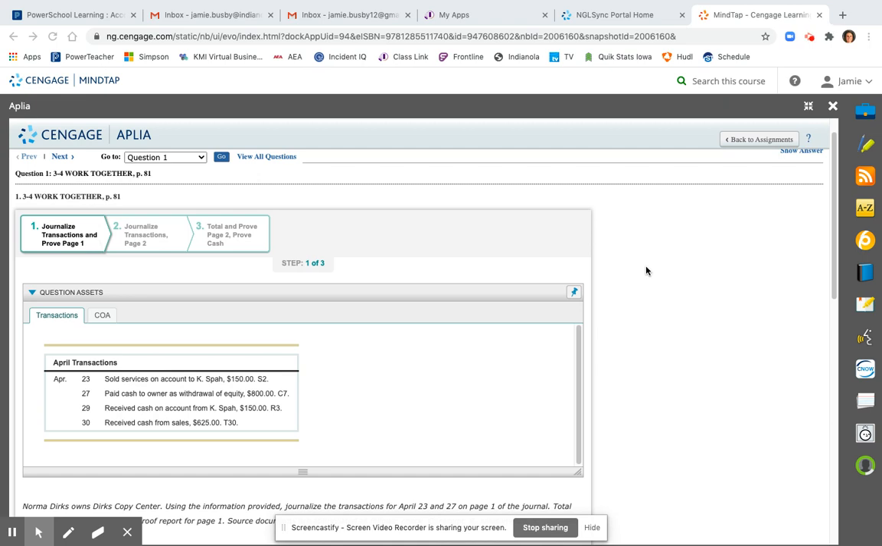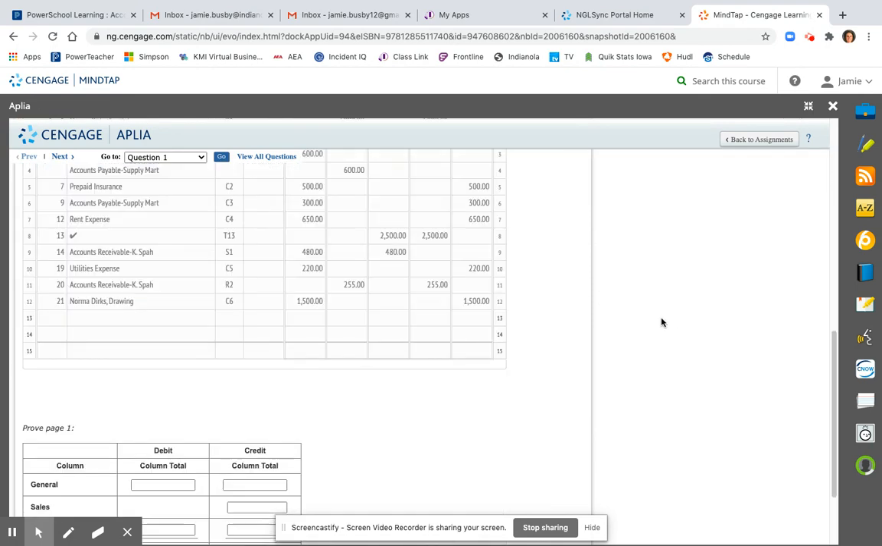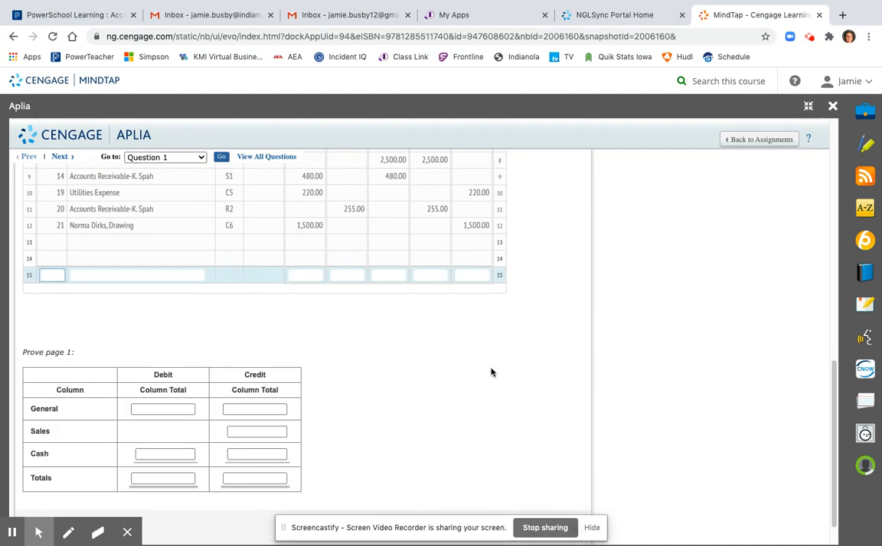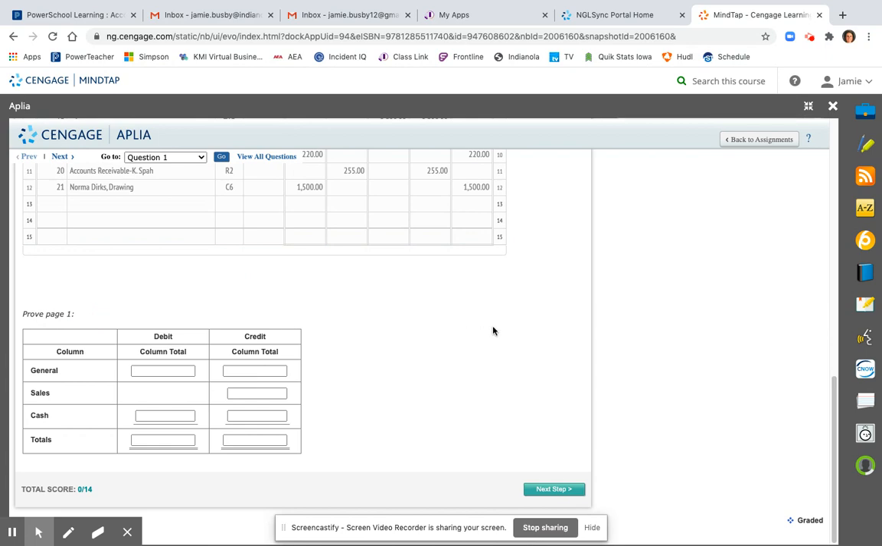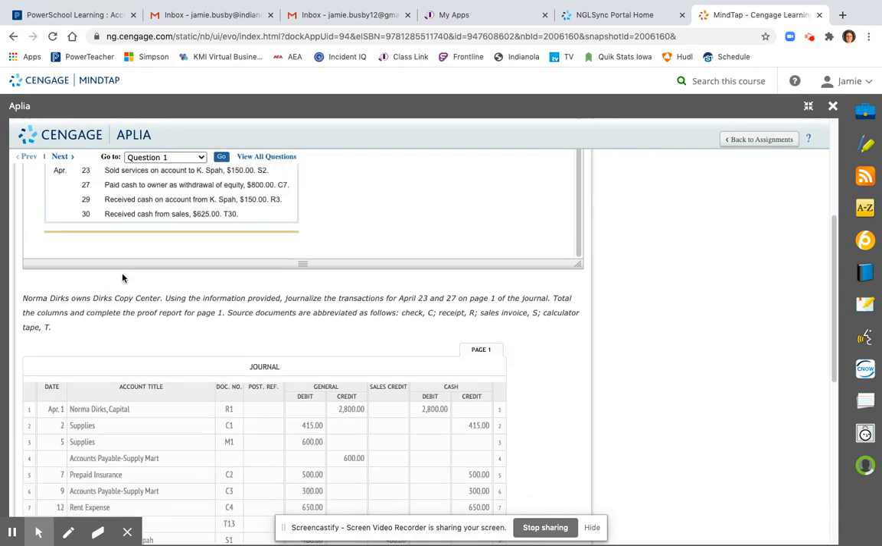In section 3-4, work together, we have 4 transactions to complete, as well as going through the process of completing the last page of a journal and proving pages. So first thing we need to do is get these 2 transactions in there.